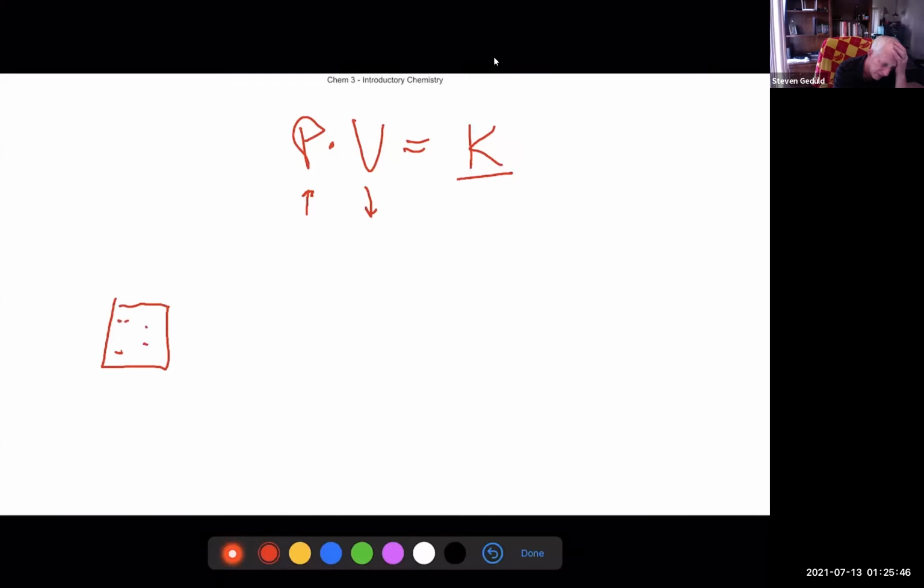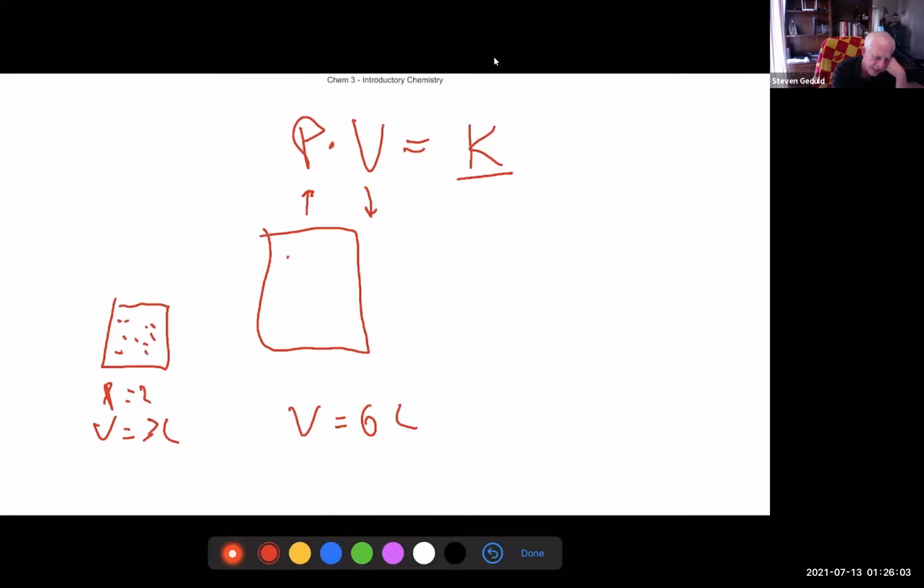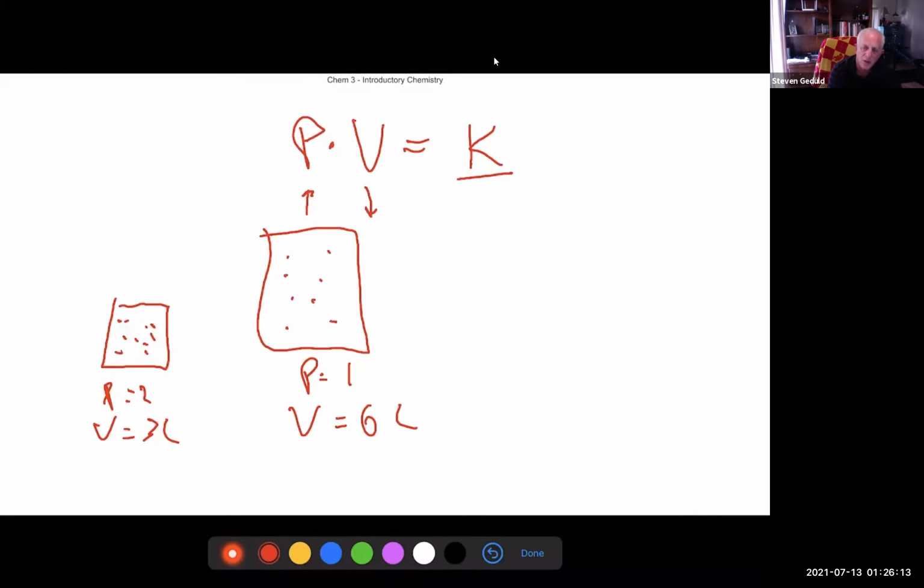Think of it this way: if you have a container with gas in it, there's a certain amount of pressure. Say pressure equals 2 and the volume is equal to 3 liters. If we take that volume and double it, making it 6 liters, and keep the same amount of gas in it, the pressure is going to be 1. It's going to be half. We double the volume, we halve the pressure.